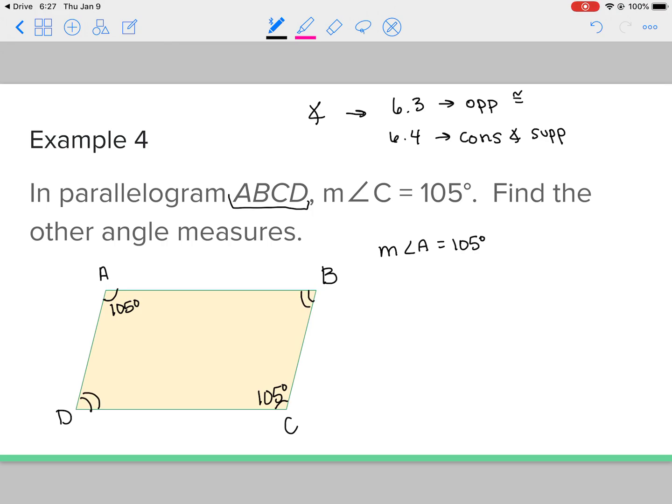And also we have theorem 6.4, which says that the consecutive ones are supplementary. So next what I'm going to do is take 180 and subtract 105. And that leaves me with 75 degrees. So the remaining two angles of this parallelogram have to be 75 degrees each. So the measure of angle B is 75 degrees. And the measure of angle D is also 75 degrees.